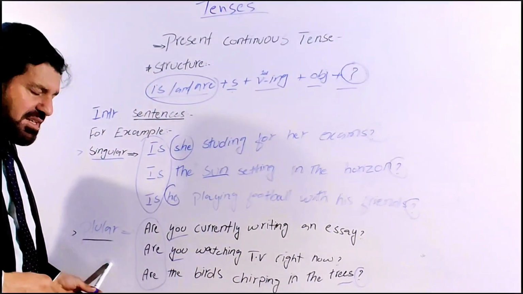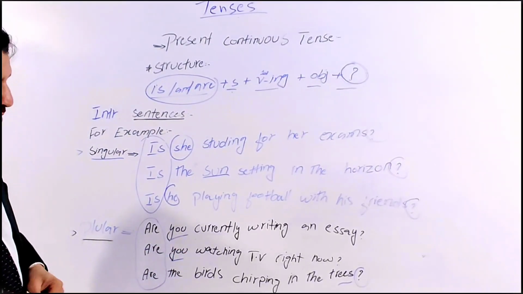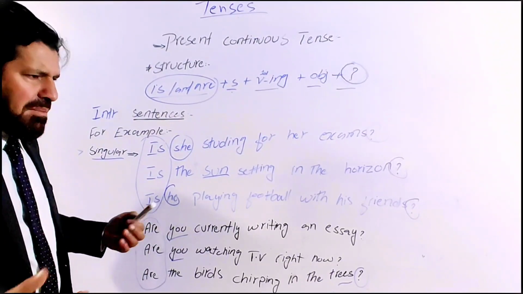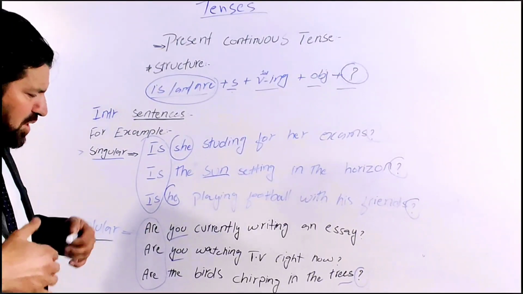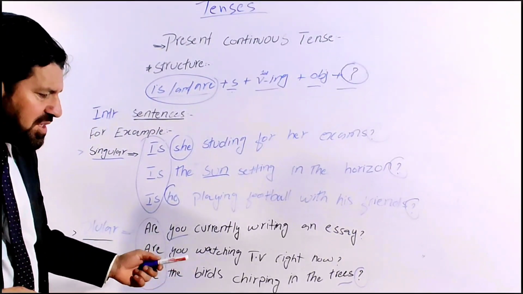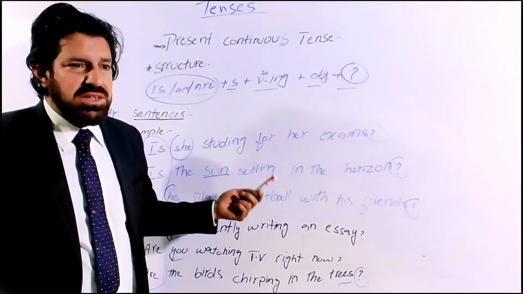And what about plural sentences? In plural sentences, like: Are you currently writing an essay? No, I'm not writing an essay. How you can say, right? Such sentences we can use as interrogative sentences. Are you watching TV right now? No, I'm not watching TV right now.